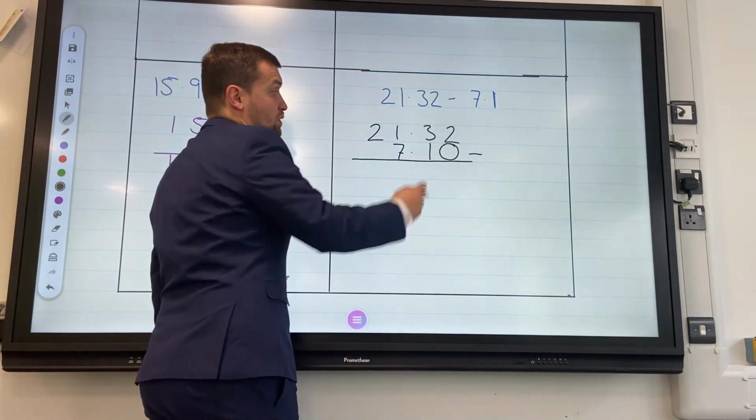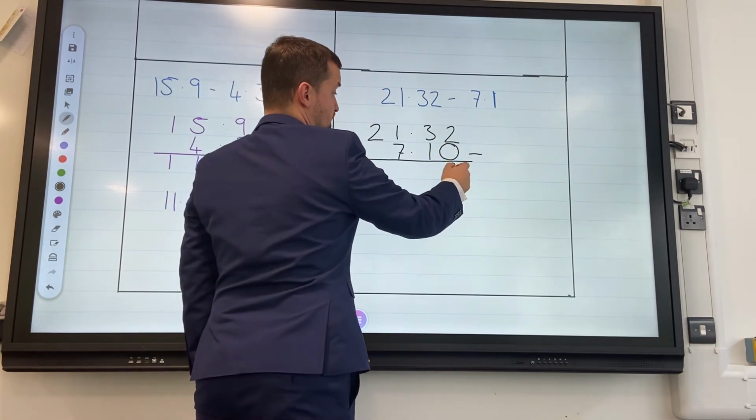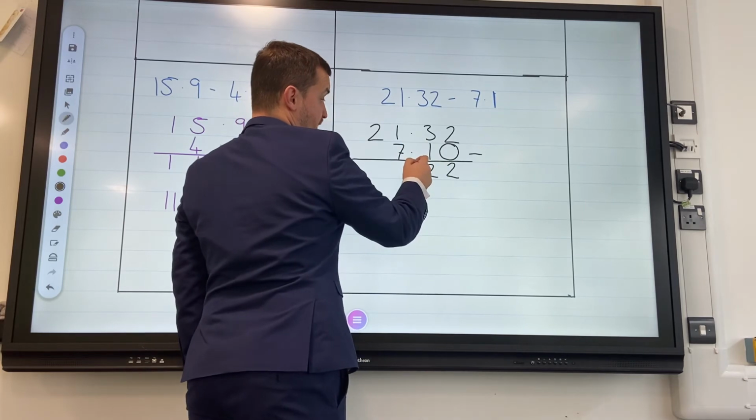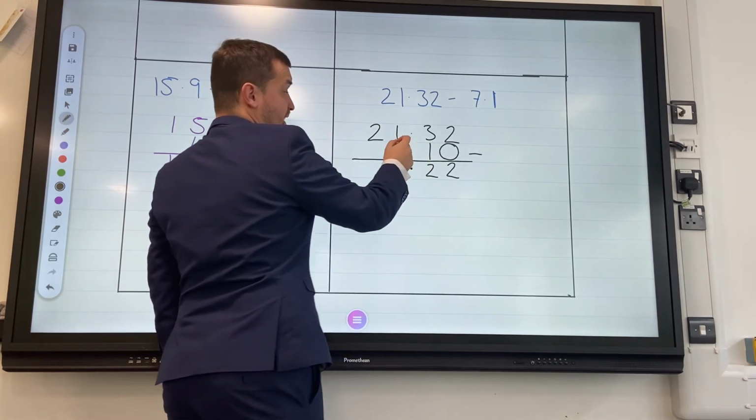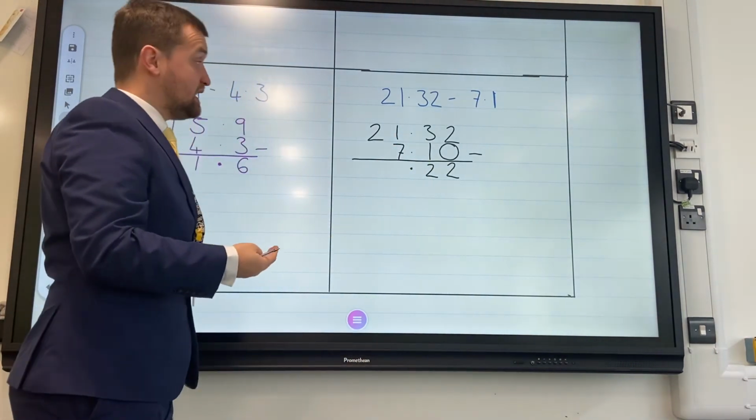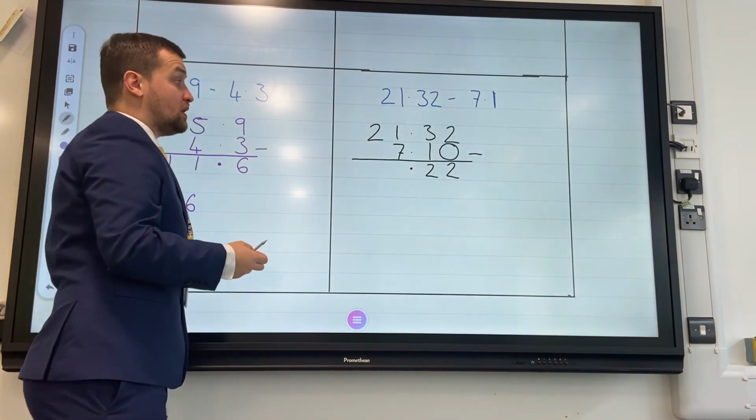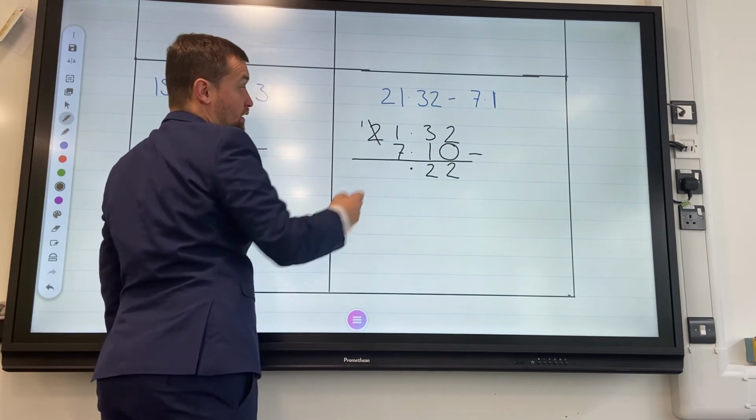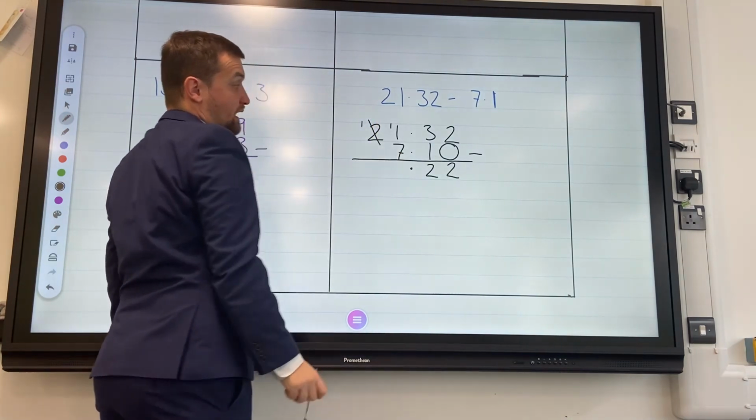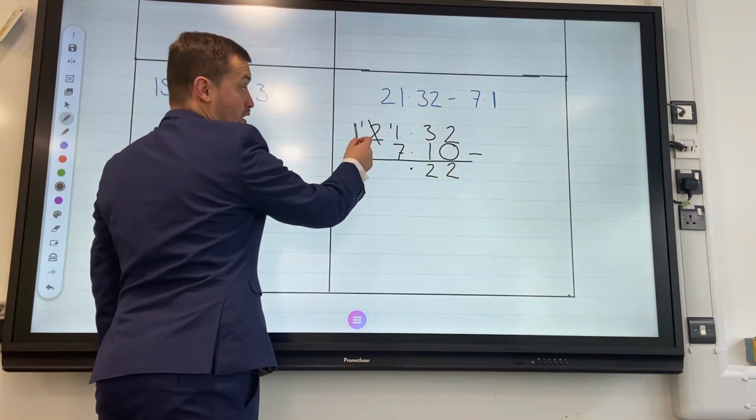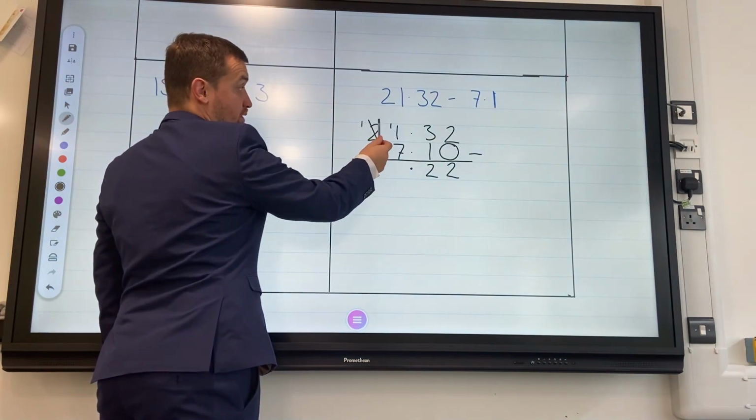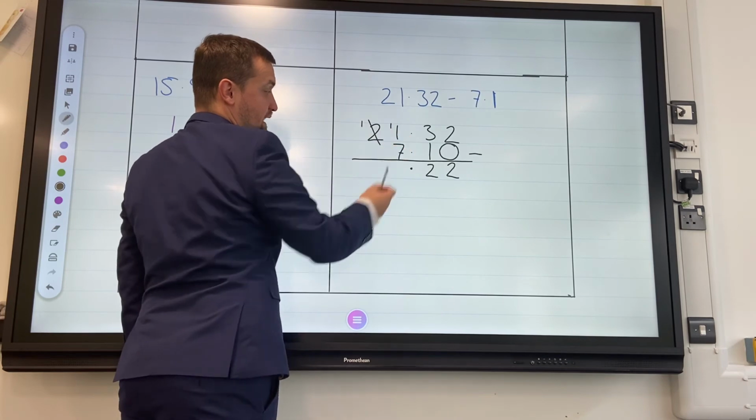Okay, so 2 minus 0 is 2. 3 minus 1 is 2. Don't forget your decimal point. 1 minus 7 we can't do because it would take us into a negative number. So what we're going to do, we're going to borrow from the next column along. So that becomes a 1, and we put a little 1 there. Okay, so all I've done there is I've borrowed from the column ahead. So I've taken 1 off there, and we carry that 1 that we've taken off to the next column.